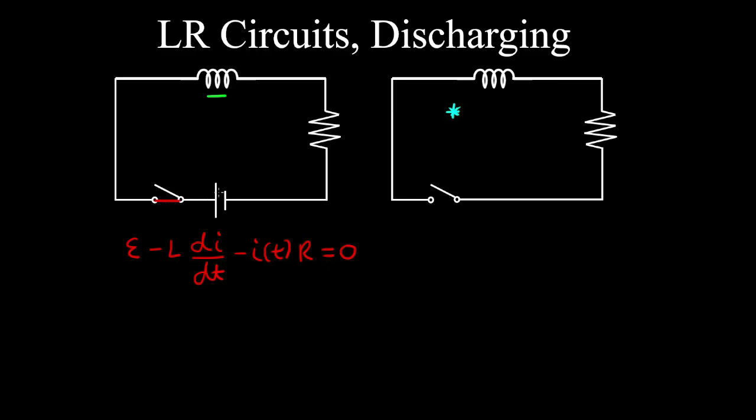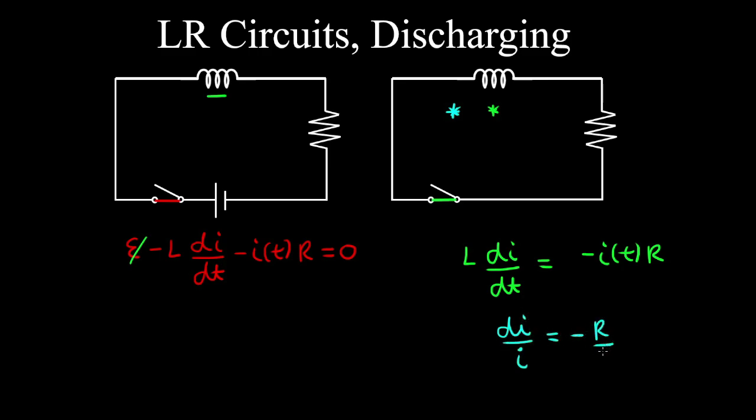So now we open the switch and remove the battery, where we start to discharge the inductor. So we remove the battery and then close this switch. Therefore we have the inductance times the change in current is equal to minus the current times the resistance. Separating the variables, we get dI over I is equal to minus R over L dt. And now we can integrate both sides.